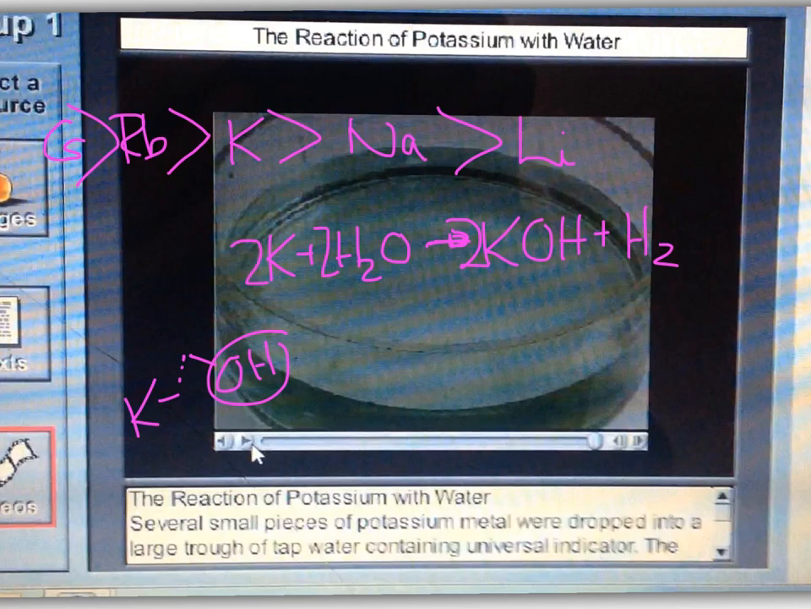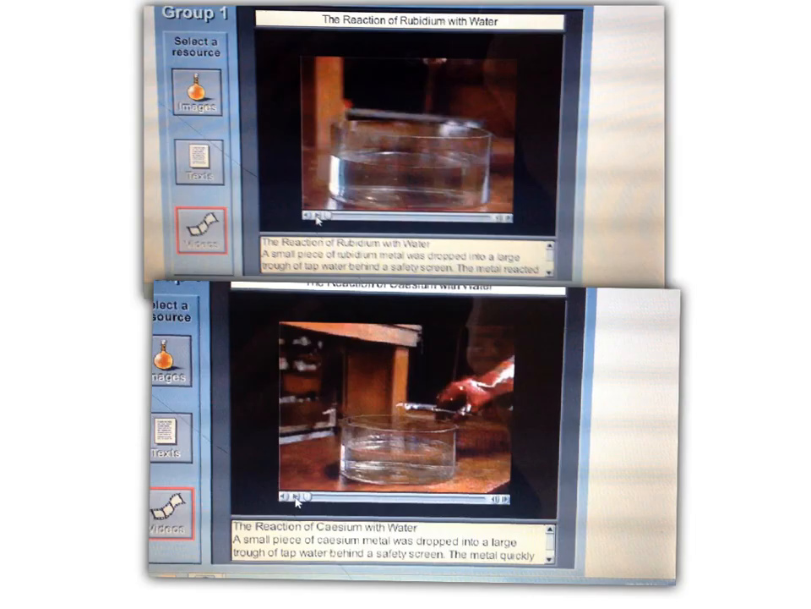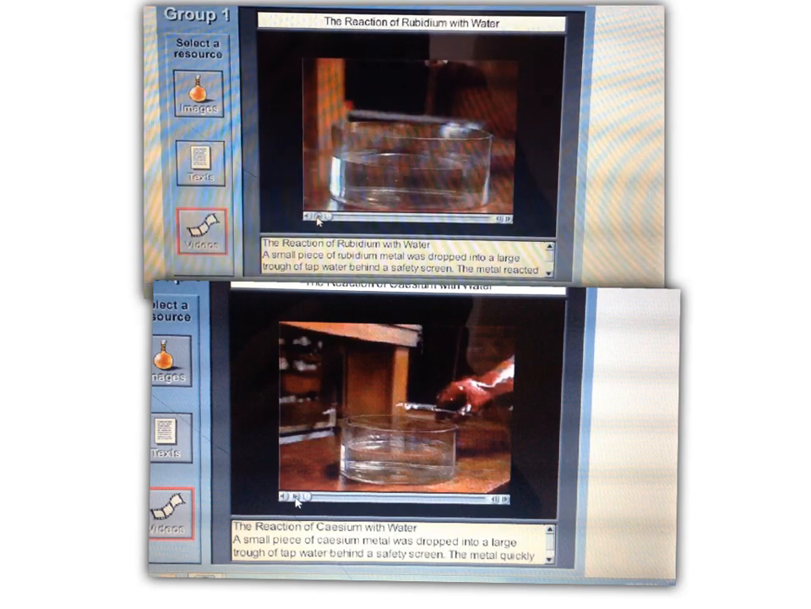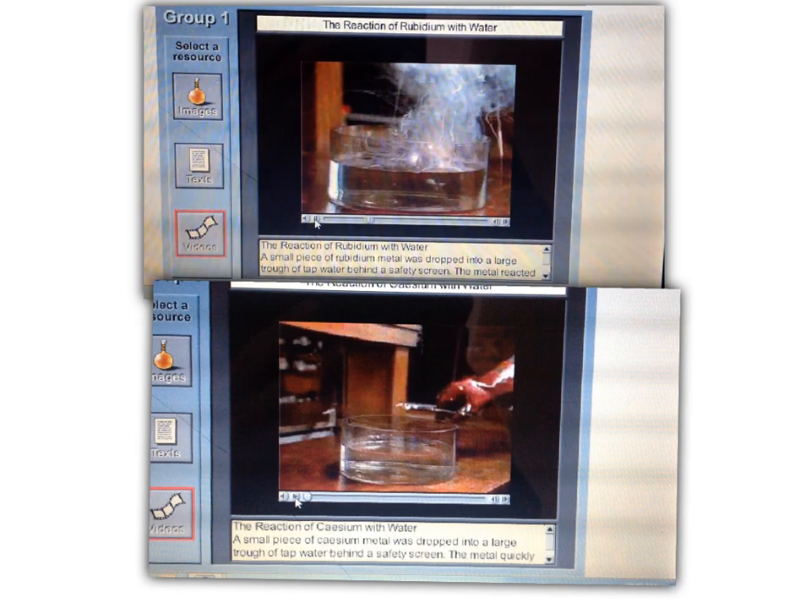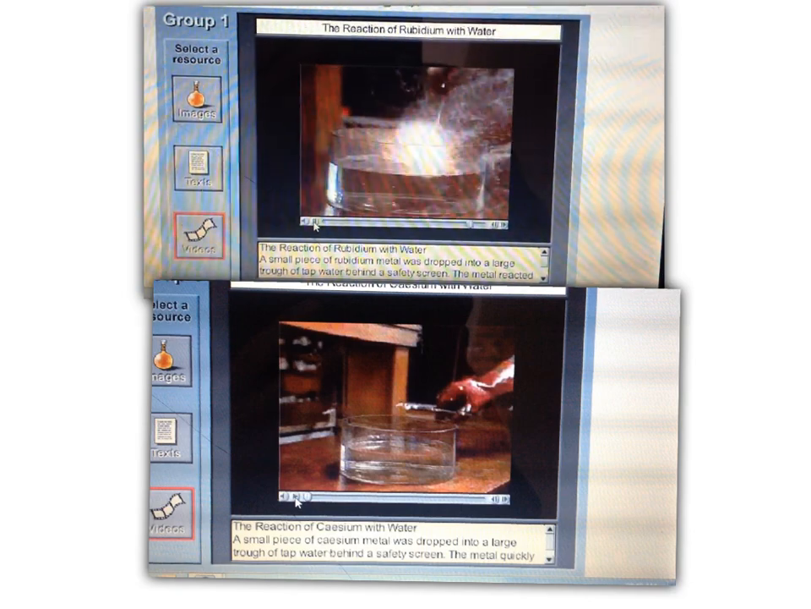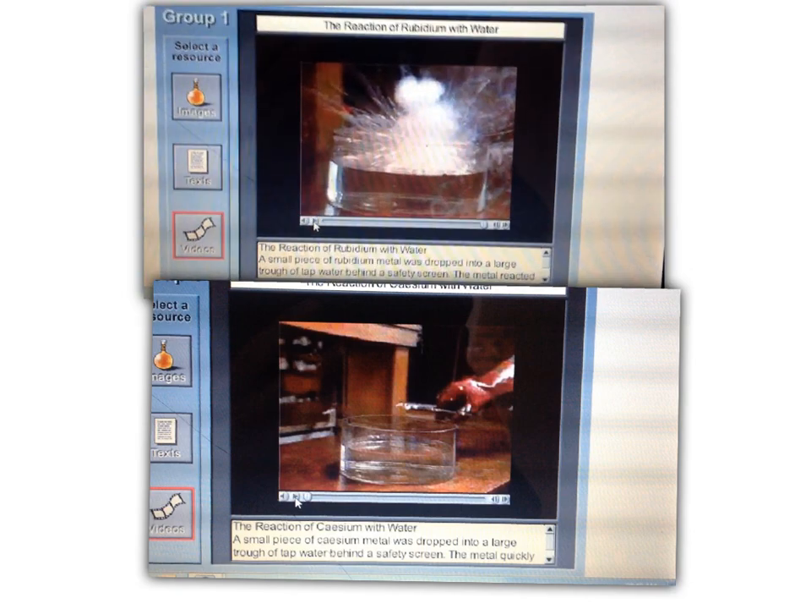Let's just for interest's sake take a look at cesium and rubidium. Even though they're not in my table, you don't have to write anything down. You can just watch whether the reactions do get a bit more aggressive. So, first let's look at rubidium in water. Oh, that seems to be even more aggressive than the potassium, so it seems reasonable that you could say rubidium is more reactive than potassium.